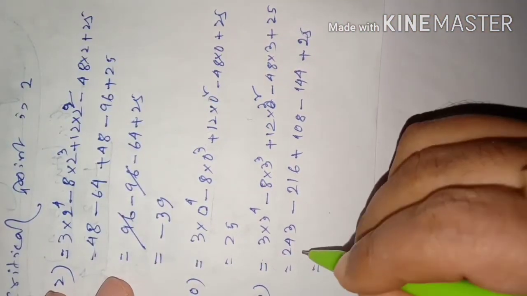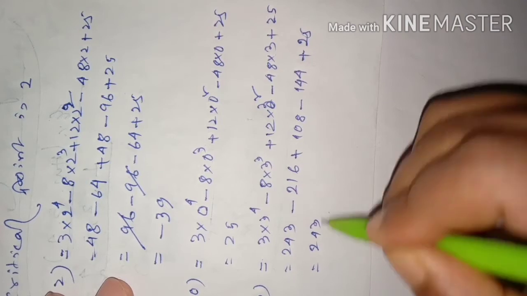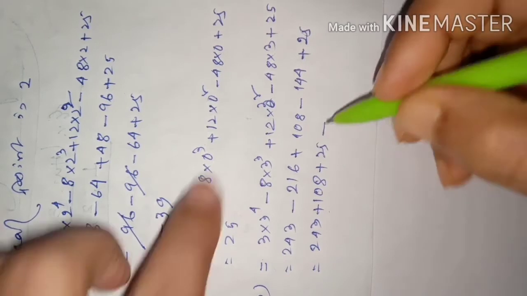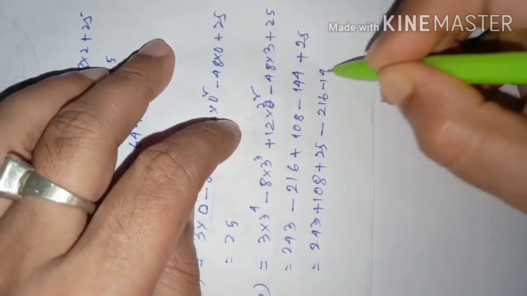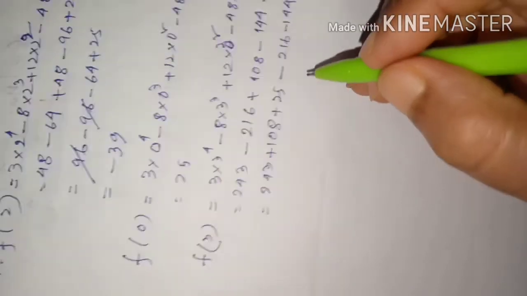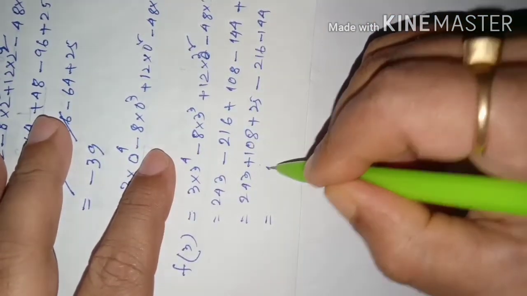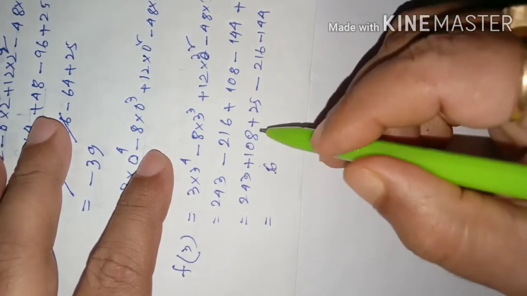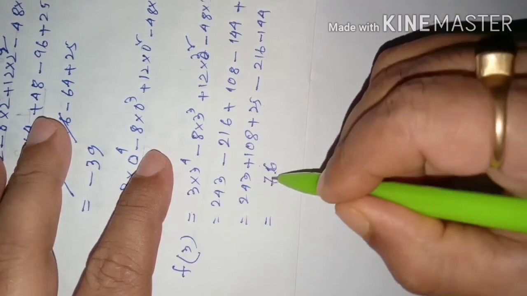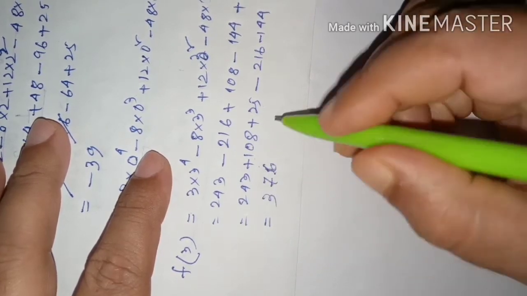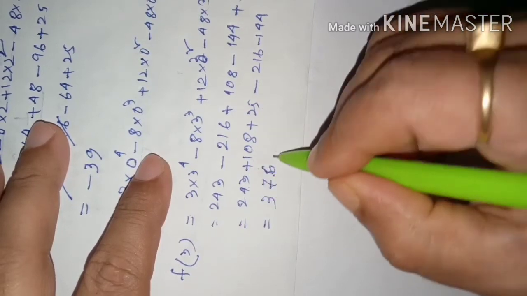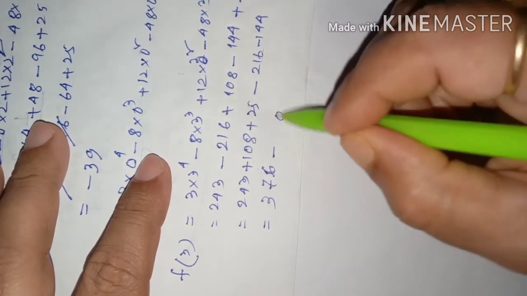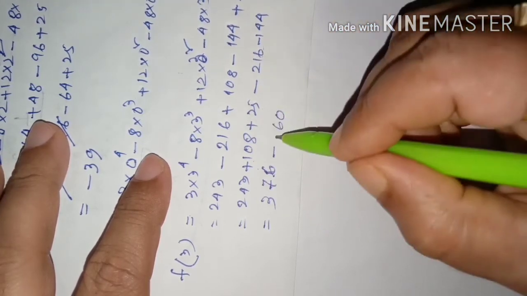Taking the positive numbers together: 243 plus 108 plus 25 is 376, minus 216 minus 144. The sum of these two numbers is 360, so this will give 376 minus 360, which is 16.